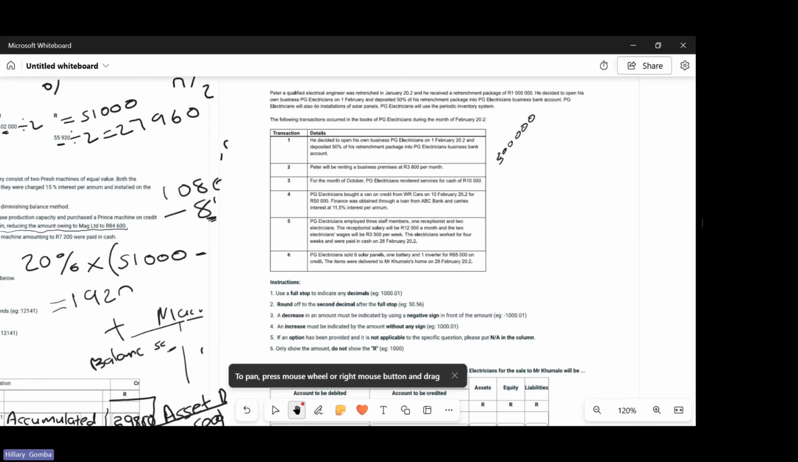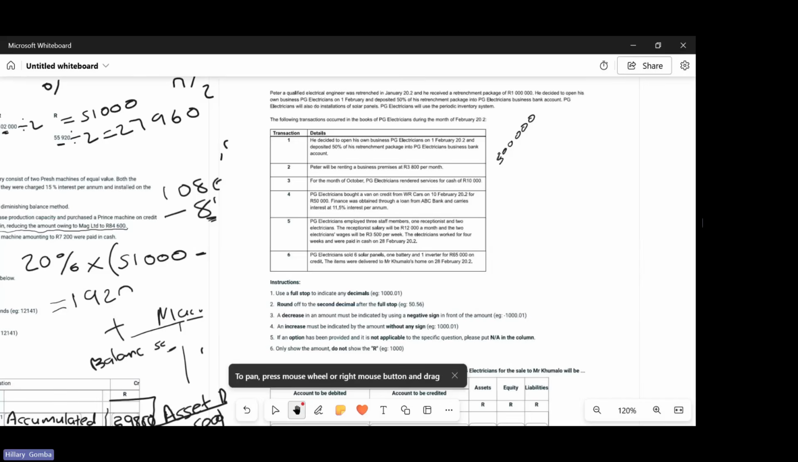And then number 5 says, PG Electricians employed 3 staff members, 1 receptionist and 2 electricians. The receptionist salary will be 12,000 a month, and the 2 electricians' wages will be 3.5 per week. The electricians worked for 4 weeks, and were paid in cash on 28 February 2022. And then number 6 goes on to say PG Electricians sold 6 solar panels, 1 battery, and 1 inverter for 65,000 on credit. The items were delivered to Mr. Kumalo's home on 28 February 2022.